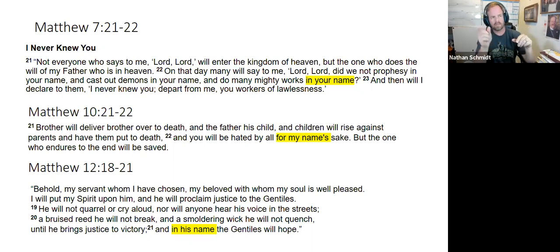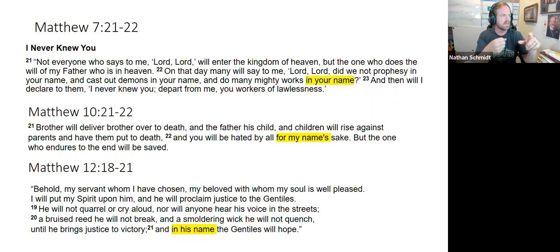and a lot of times the name was just used as in his name is John or something, not in his name. And some of these, as you see here in Matthew 7, it says in your name, as well as in Matthew 10, for your name's sake. But the part I'm looking at is what's going on around it. It talks about many who will say to the Lord, did we not prophesy in your name and cast out demons in your name and do mighty works in your name? So there's something going on around that phrase, in your name.